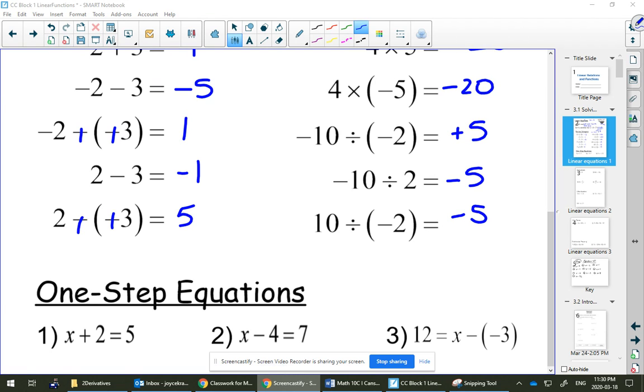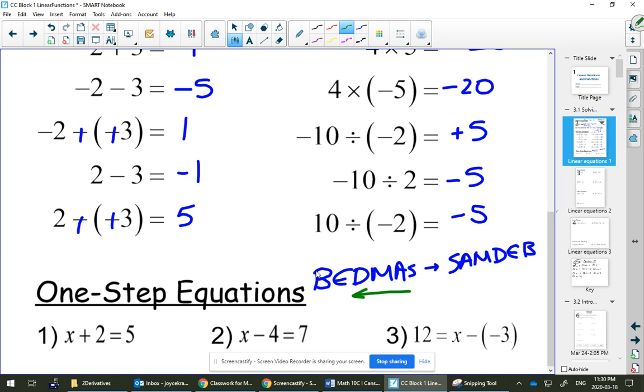All right, so x plus 2 equals 5. If I want to solve x plus 2 equals 5, when I'm solving equations, I have to do BEDMAS backwards. Yep, that's Sam Deb. So when I'm solving equations, I want to work from right to left when I'm dealing with BEDMAS. So I want to add or subtract first, multiply or divide, then do exponents, and then do brackets.